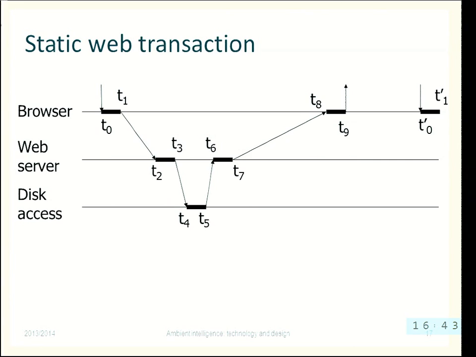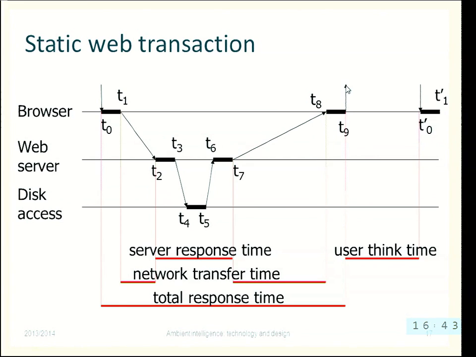Okay, this is just a picture of how the user clicks, the browser prepares the request, sends it to the server, the server analyzes the request, reads the file, creates the response, sends the response back to the browser, and the browser receives and visualizes the response. At this point, the work of the server is finished, and the user has the response in front of his eyes, and we are in the so-called user think time. The time between the user sees a page, a response, and before the user clicks somewhere else on that page, which will start another HTTP request. Okay?